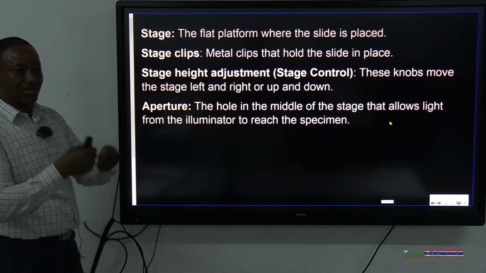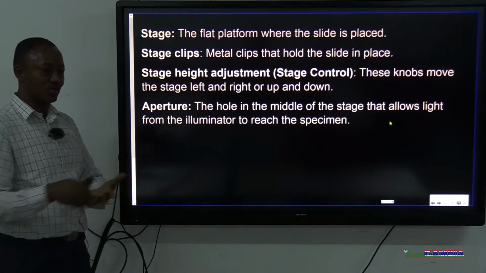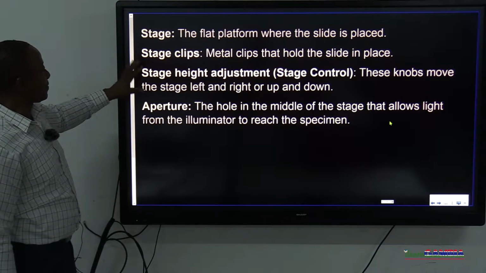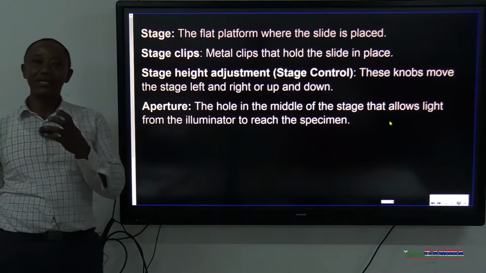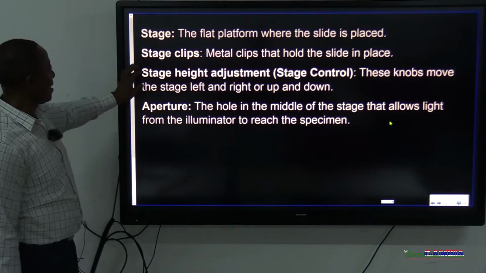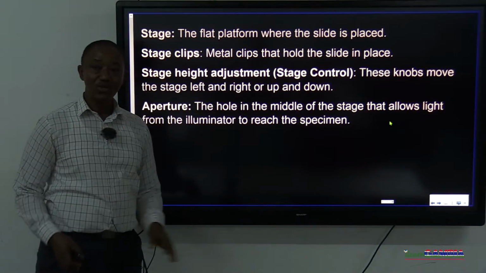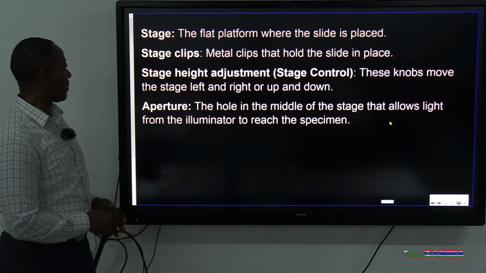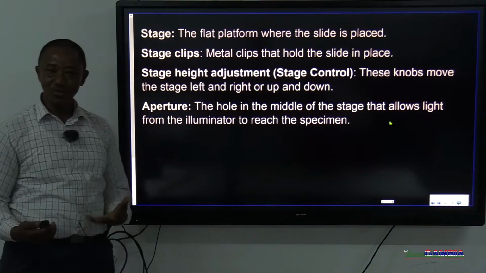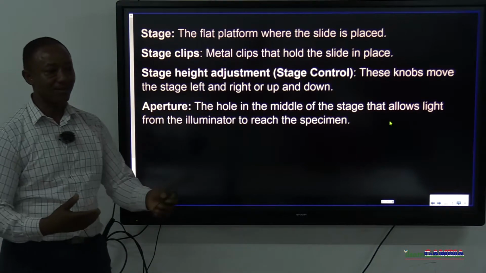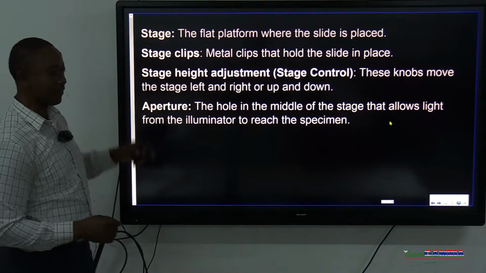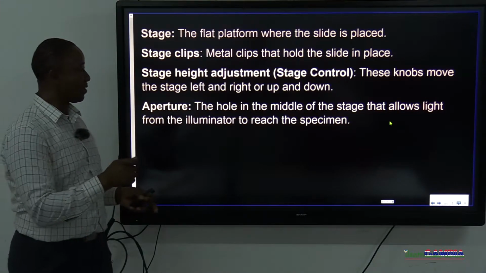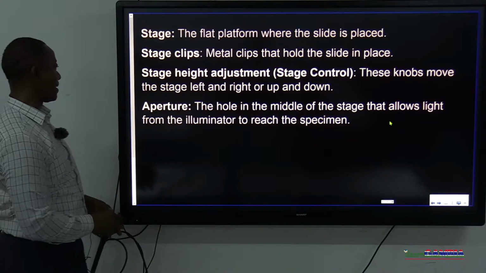And the stage clips, the metal clips, help to hold the slide in position so it doesn't fall off as you are working with the microscope. Some modern microscopes have a stage height adjustment, so it's able to bring the stage up or down, and you can also move it left or right. Those ones make it much easier to look at different areas. With microscopes that don't have that, you have to physically move the slide left, right. But with this one, you're just moving that knob. It helps you to view different areas of the specimen.